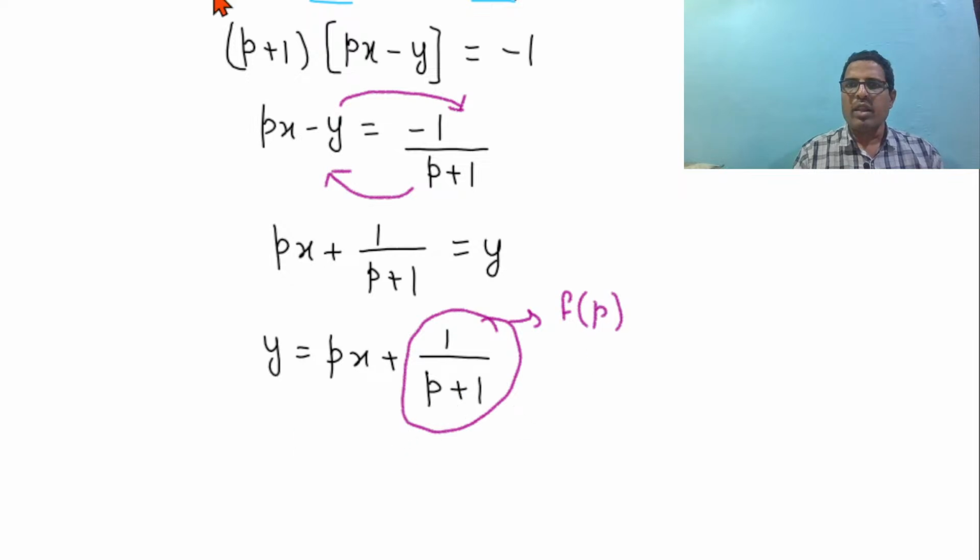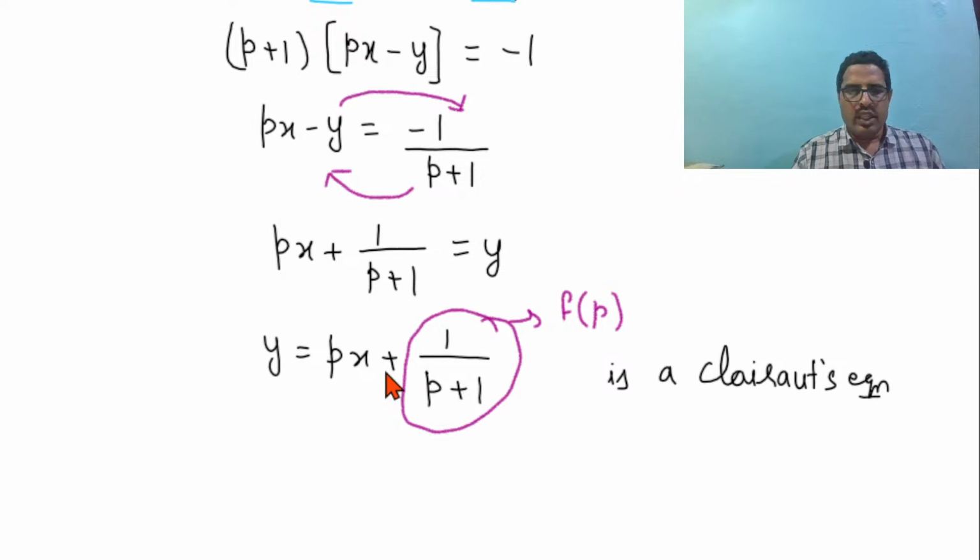So what type of equation is it? It is a Clairaut's equation. Once you have got the Clairaut's equation, then he is asking us to find out the general solution and the singular solution.